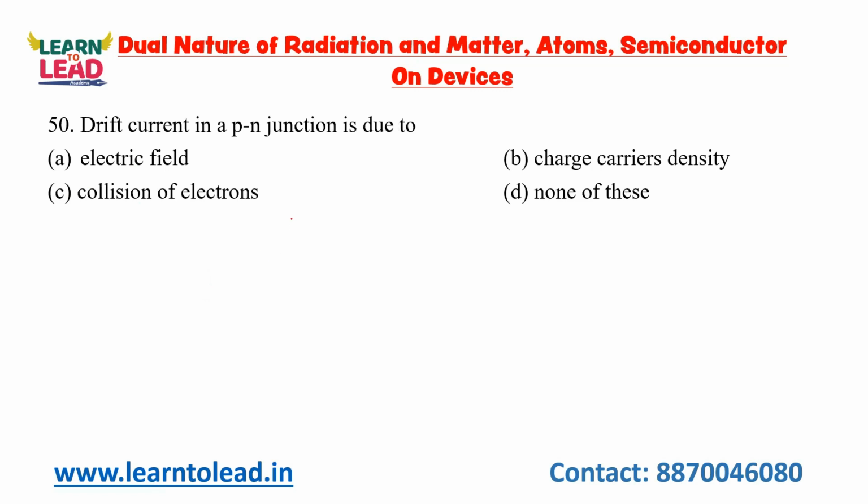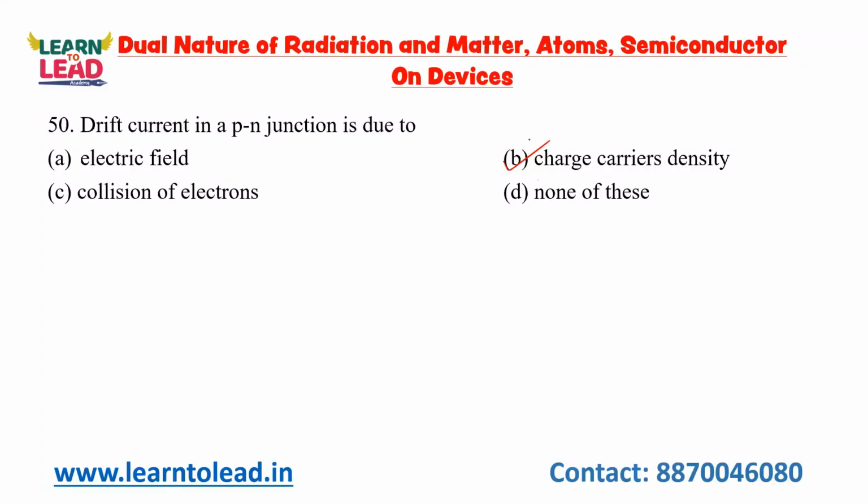Drift current in a PN junction is due to what? Charge carrier density. Then forward biasing of a PN junction offers high resistance, zero resistance, low resistance, infinite resistance. Forward biasing of a PN junction offers low resistance.